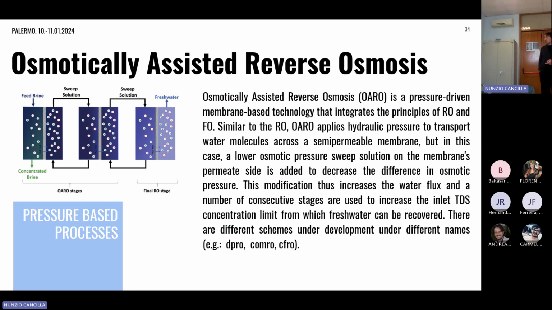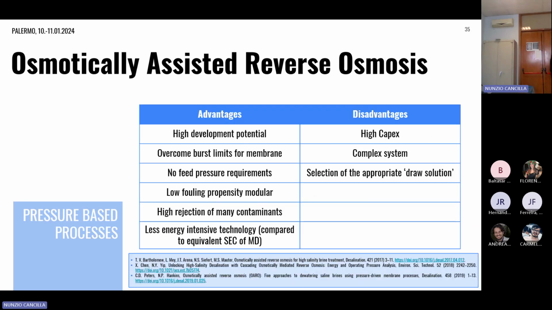Osmotically assisted reverse osmosis, I think it's very interesting, especially for the case of brine concentration. And that has already been discussed, that it's a kind of combination between forward osmosis and reverse osmosis. In this case, of course, there are some disadvantages, such as the system is more complex, you need to select the appropriate draw solution, and you have high capex.